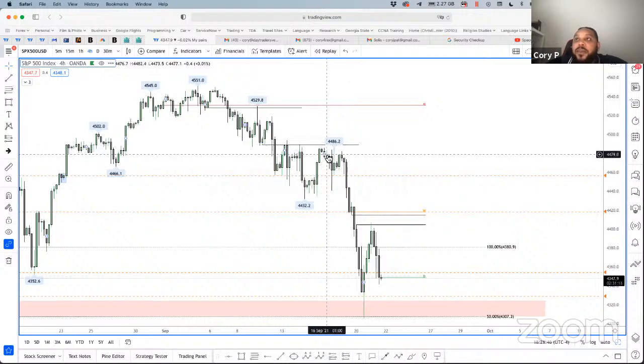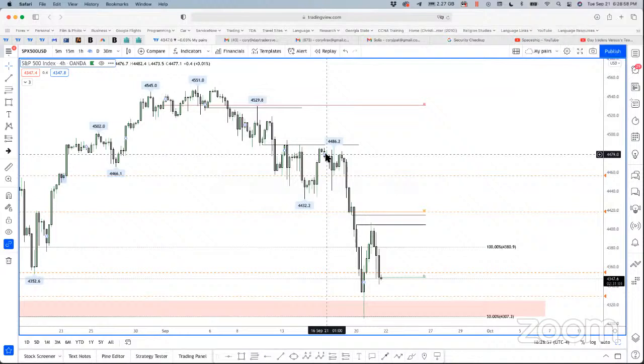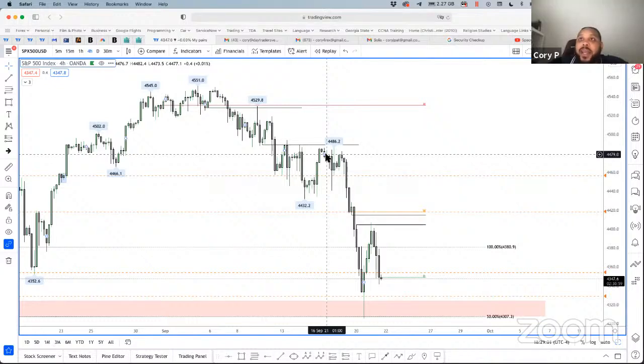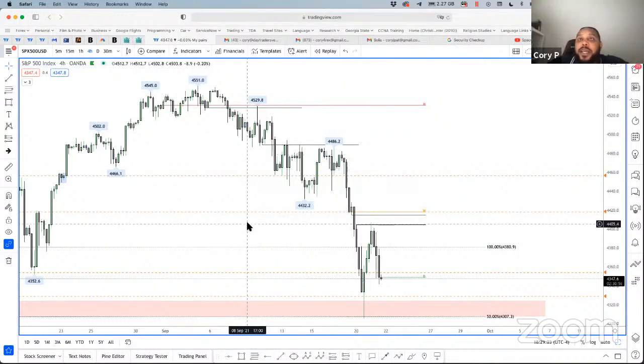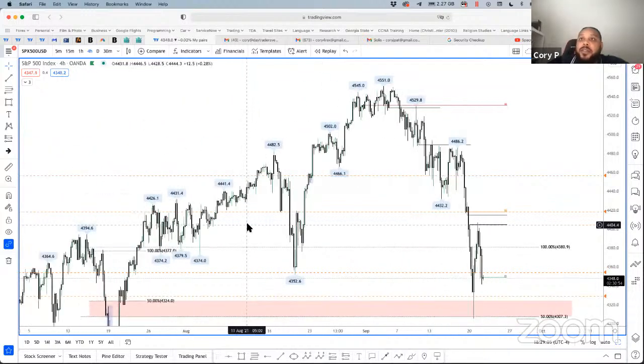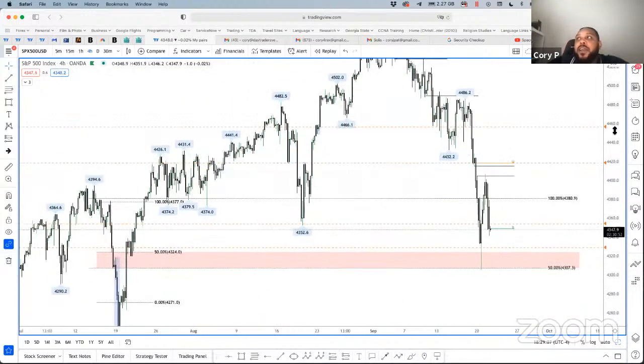I'm gonna take some profit, and even if you just throw in a small lot size, like for some of my bigger trades, I don't even care about the entry.